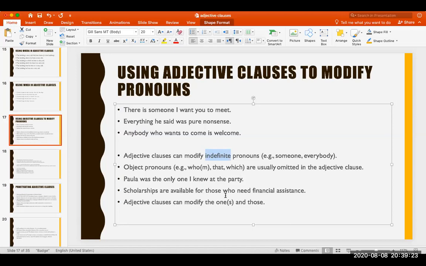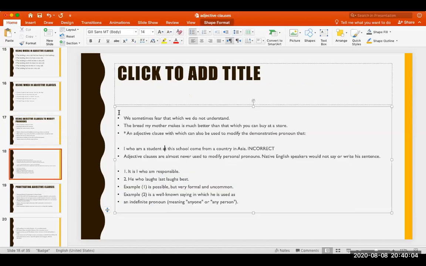Scholarships are available for those who need financial assistance. Adjective clauses can modify the ones and those. So for those, for one, Paula was the only one. The plural of one is ones. Paula and Saeed were the only ones I knew at the party. Here there is a deleted whom or that after ones. Look at this beautiful sentence. Scholarships are available for, it could be for students who need financial assistance or for those who need financial assistance.